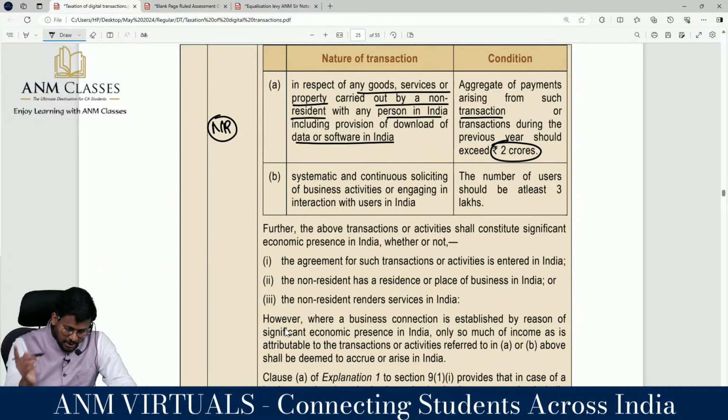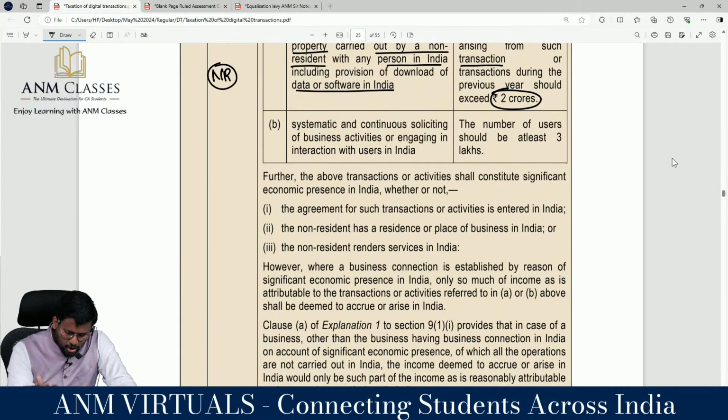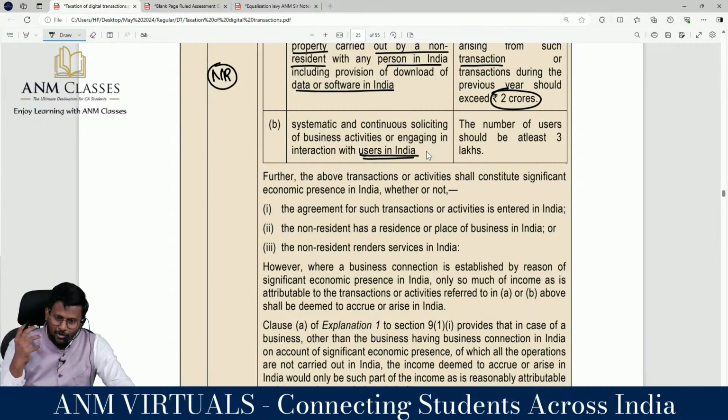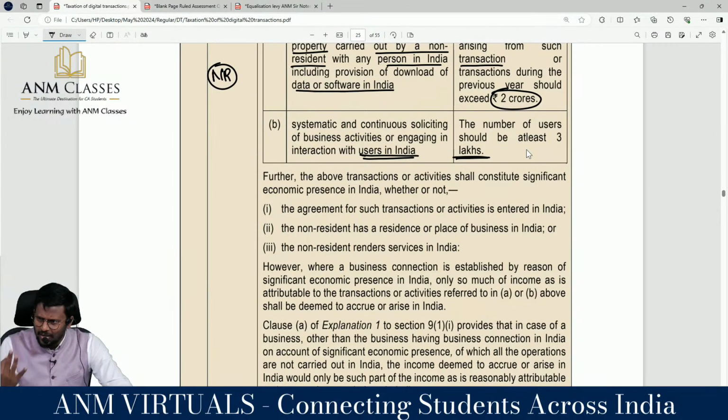Right. Systematic and continuous soliciting of business activity, engaging in interaction with users in India. That means you are soliciting clients of business activities or engaging in interaction. The number of users should be at least 3 lakhs. The data survey or something you are doing, the user count should be more than what? It is not value, not 3 lakhs in value, but the number of users. If you are having more than 3 lakh users, then I will say that you are having SEP in India.